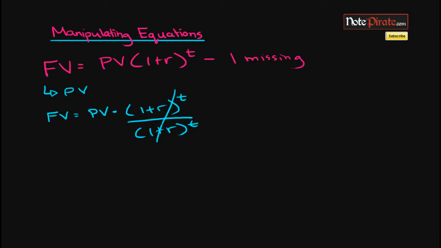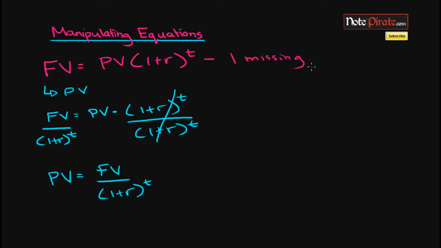So whatever we do to the right side, we need to do the left side. So it'll look something like this. Present value is equal to future value divided by 1 plus r to the power of t. And let me just write that out. Okay, there we go.